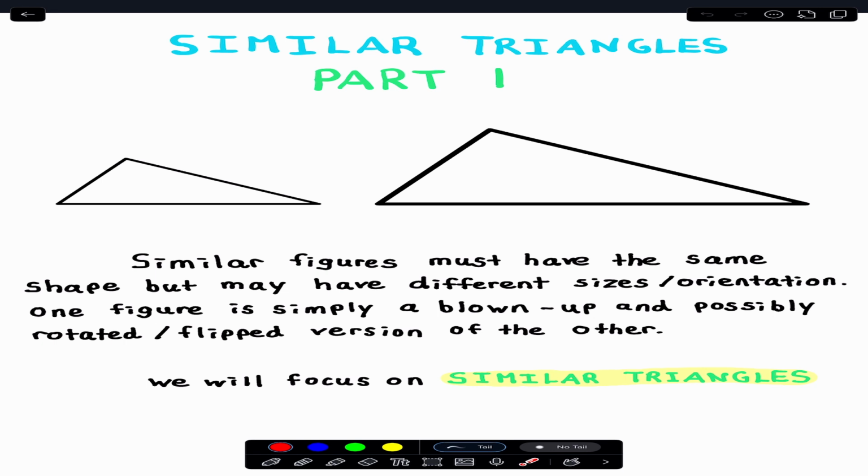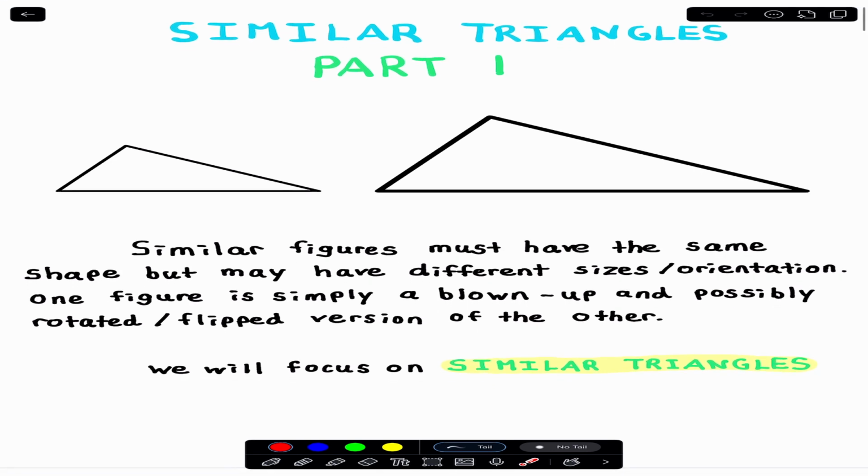So first, we're going to go over a similar figure in general. Now, similar figures must have the same shape, but they may have different sizes or orientation. Okay, so that's a similar figure. So basically, one figure is simply just a blown up and possibly rotated or flipped version of the other. Now, that's similar figures in general, but as I said before, special focus will be on similar triangles because triangles are the fundamental shape. So that's what we're going to be looking at today.